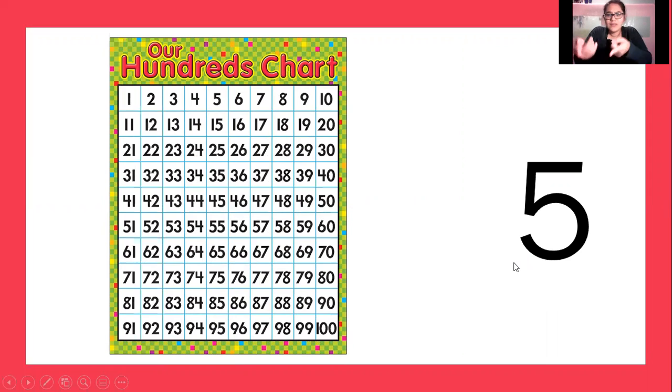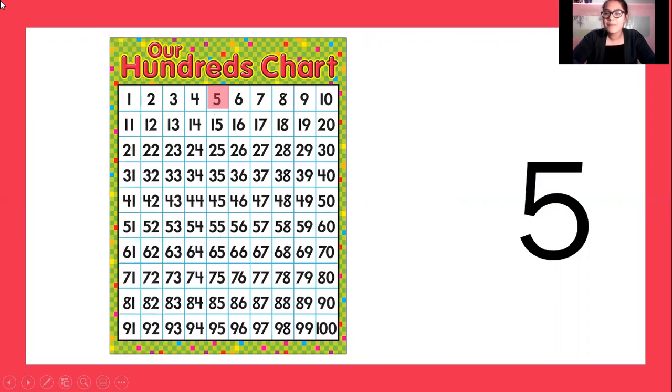What if I don't know what number this is? Do you know what number it is? All right. But now there's some friends that maybe don't know what number that is. So here's how we can help them. Whenever we don't know what number it is, let's go to a hundreds chart and find this number in the hundreds chart. Where is it? Where do you see it? I found it. There it is.